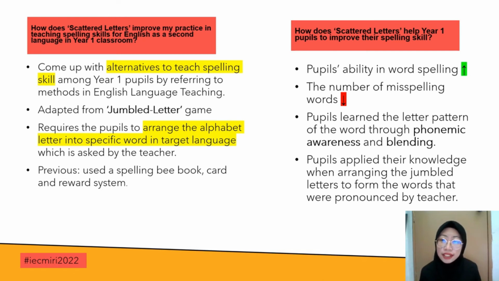How does scattered letters help Year 1 pupils to improve their spelling skill? Well, pupils' ability in word spelling increase. It is proven from the number of misspelling words which were reduced from time to time. Besides, pupils learn the letter pattern of the word through phonemic awareness and blending. They were also able to apply the knowledge when arranging the jumble letters to form the words that were pronounced by teacher.